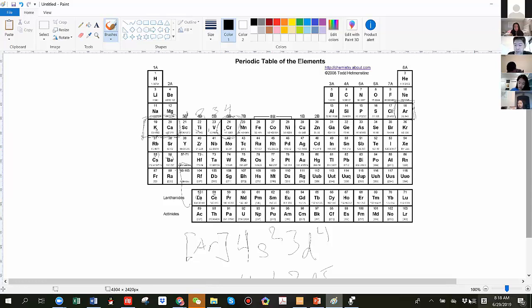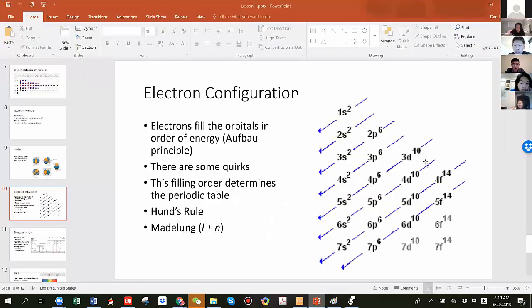Okay, so let's do another example to make sure. I've done this example for you, so I want you to do an example. Let's do selenium, right? Can someone type the electron configuration of selenium? So here we have the filling order, if anyone. Let me see if we can copy this.